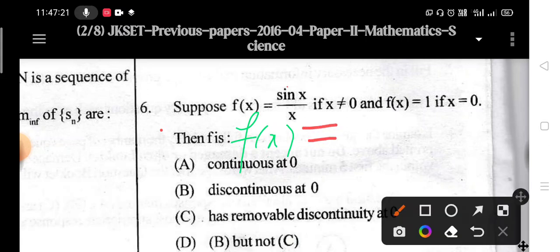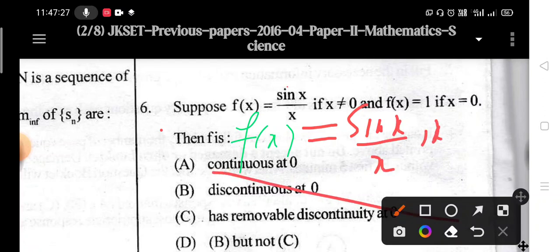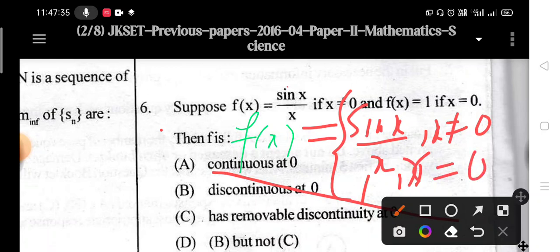Okay. So f of x is equal to sine x by x if x is not equal to 0, and this is equal to 1 if x is equal to 0. So for the continuity of function, we know one thing, that left hand limit should be equal to right hand limit, and that should be equal to the value of the function at that point.